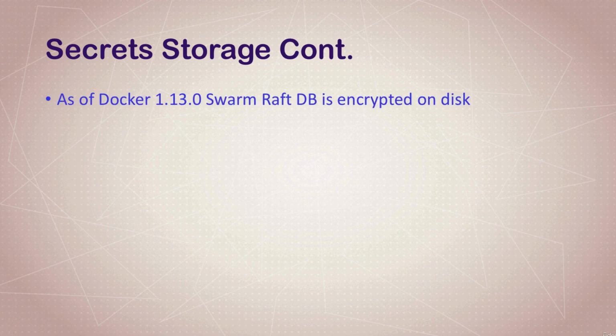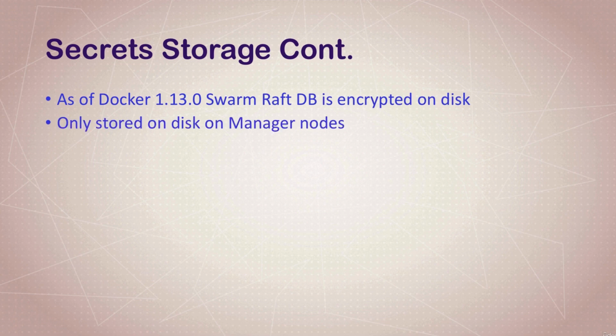As of 1.13.0, the Swarm raft database is encrypted on disk by default. If you install Docker and do a swarm init like we've done before, that's an encrypted database. And when it shuts down the service, it's encrypted with the keys stored securely. It's only stored on the disk of the manager nodes, and they're the only ones that have the keys to unlock it or decrypt it.